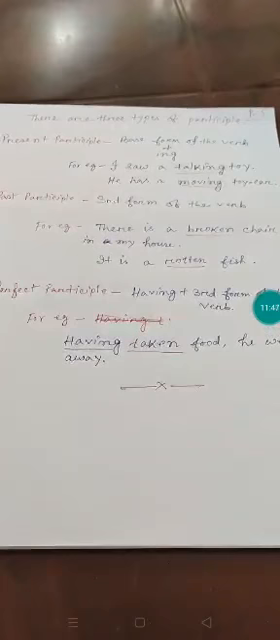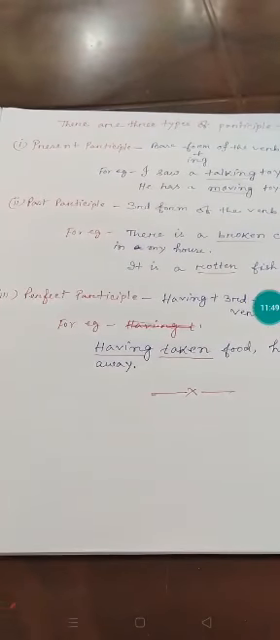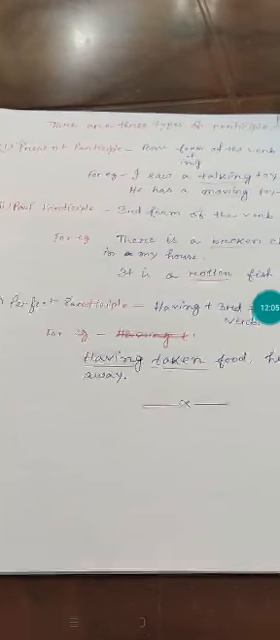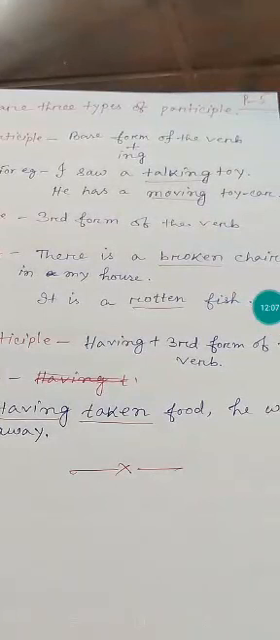Now forms of participle. There are three types of participle, or you can say three forms of participle: present participle, past participle, perfect participle. Again I am repeating, students please listen to it carefully. Participle has three forms: present participle, past participle, perfect participle. Present participle means base form of the verb plus ing. Base form means the root form of the verb, the present form of the verb, plus ing.